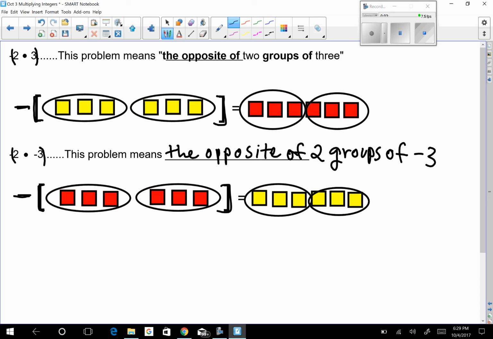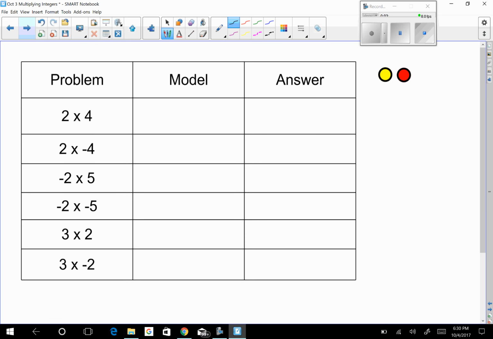The thing that you really need to take away from these examples is when it's got the negative sign in front, you have to remember to do your 2-stage model, the before and the after. Now we're going to do a couple together here, and then I'm going to give you a couple to model on your own in your notebook so you're prepared for class.